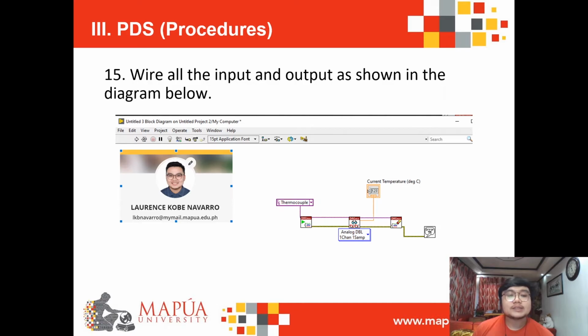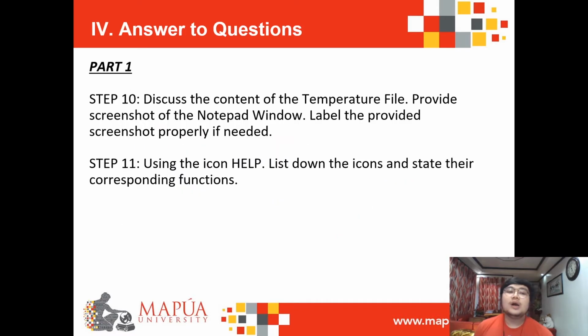So next are the answers to questions. Basically there are five questions in total in the manual. For part 1 there are 2, while in part 2 there are 3. For part 1, step 10: discuss the content of the temperature file, provide the screenshot of the Notepad window, and label the provided screenshot properly if needed. Step 11 is, using the icon help, list down the icons and state their corresponding functions.